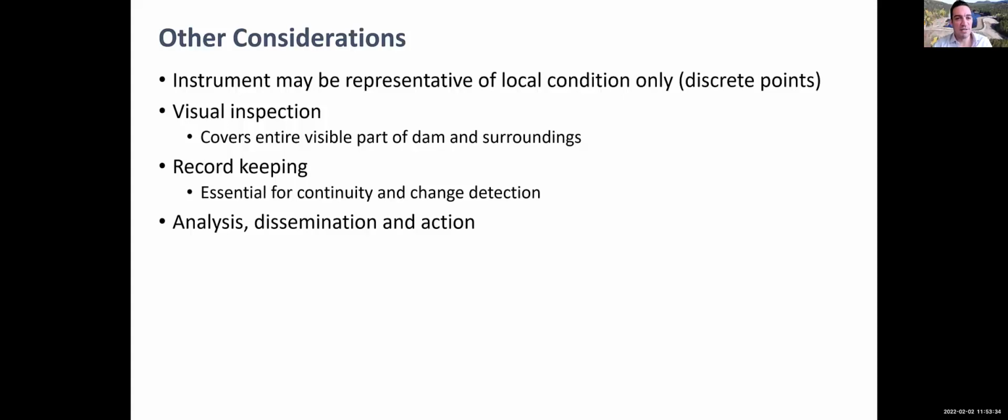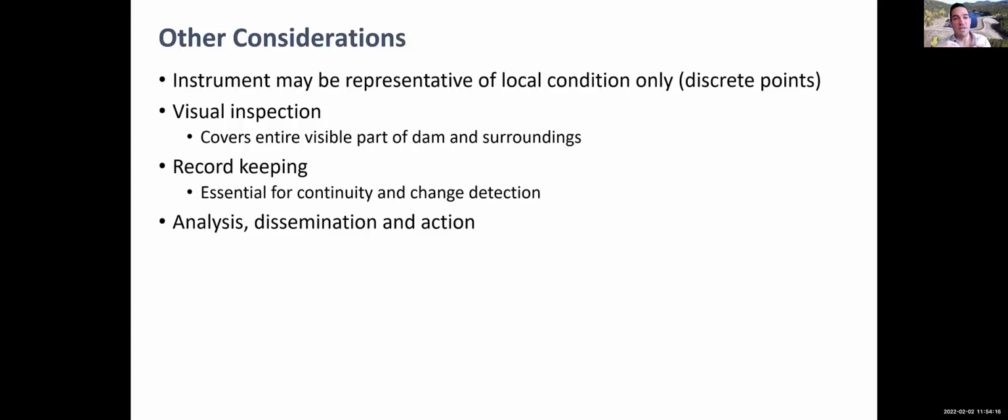Visual inspection covers the entire visible part of the dam and surroundings, but it also overlaps a lot. What's happening typically has some visual indicators as well, or other instrumentation can pick up on these things. Record keeping is key. Even if you pick up on all these things, if it's not communicated, especially if you have more than one person taking on these responsibilities or recording the data, it's essential that it's consistent, that a continuity of information is kept and recorded, so that it can be properly analyzed and that a change can be detected. And finally, analysis.